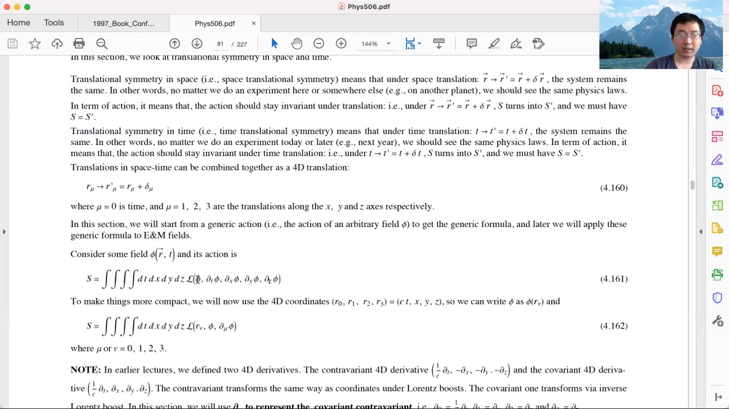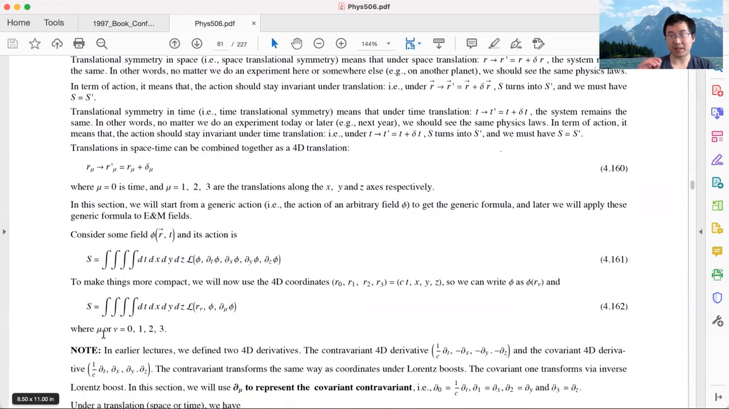And we want to assume the system has translational symmetry in space and time, which means if I do an experiment here or there, I get the same result. That's the translation symmetry in space. Translational symmetry in time means I do the experiment today or I do the experiment tomorrow, I get exactly the same result. So we'll assume this action stays invariant under space-time translation.